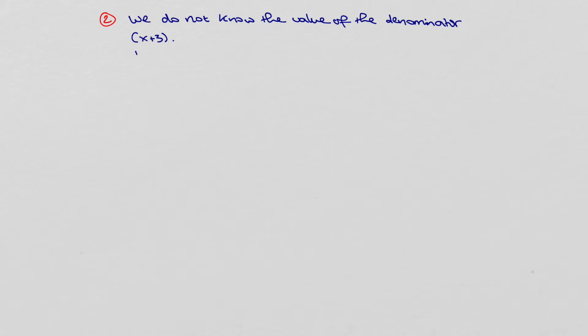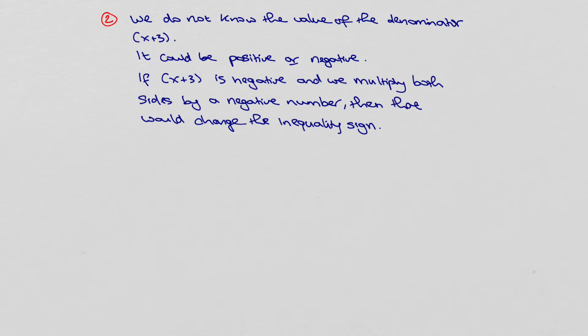So that means that it could be positive or negative. So that's a problem, because if it's negative and we go to multiply across both sides by a negative number, then we know that that changes the inequality sign. So we have to figure out a way to deal with this. So we know that if I was to multiply across by a positive number, it doesn't change the inequality sign. So how can I be definite that x + 3 is a positive number?